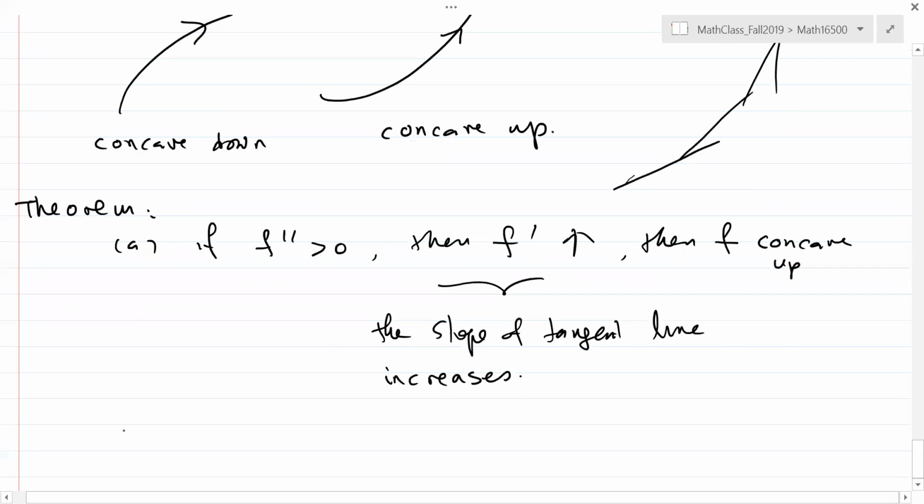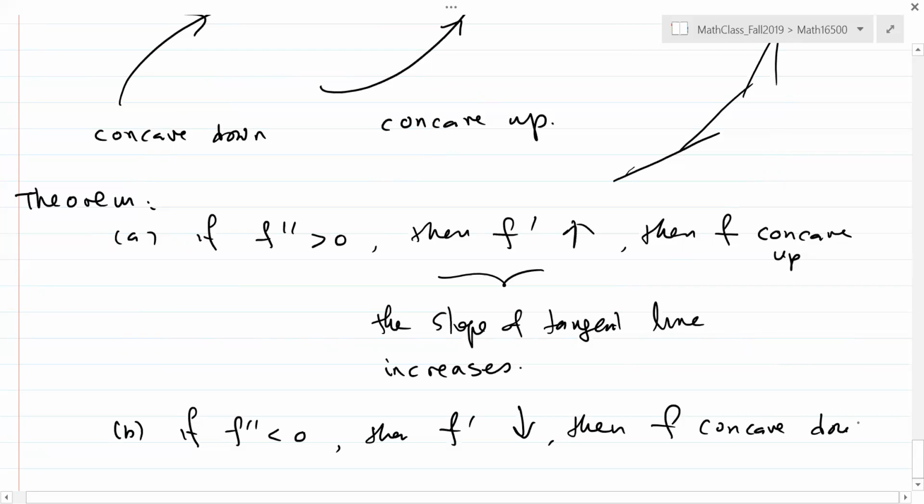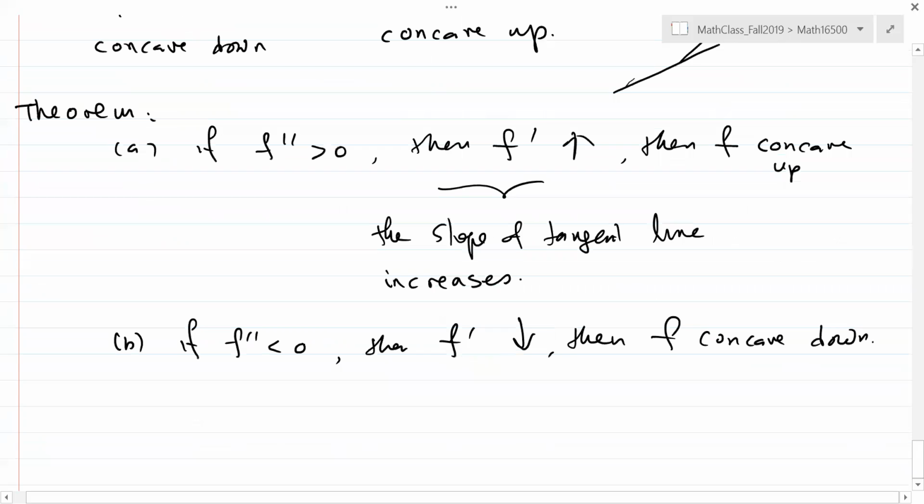Second, if the second derivative is negative, then f prime is decreasing, then the graph is concave down.